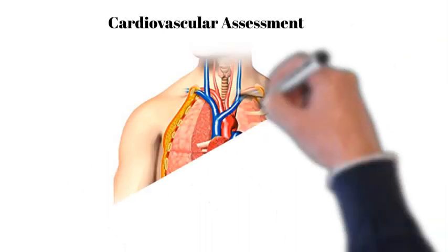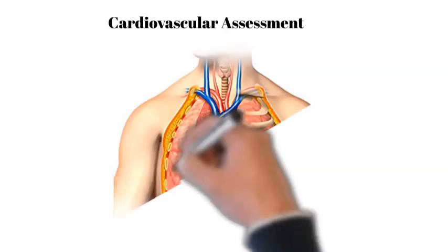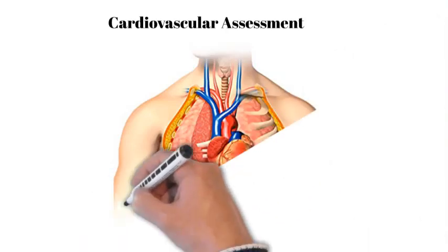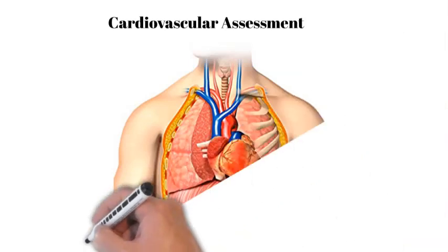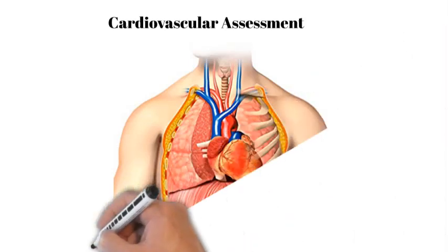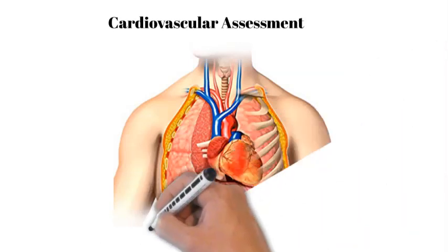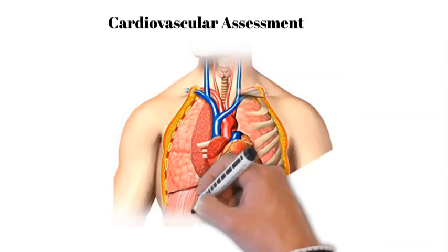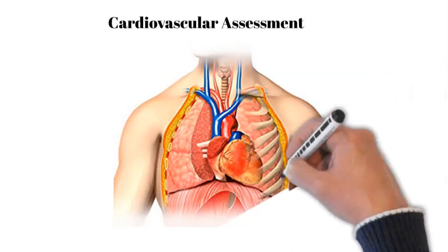Auscultation, listening to the heart sounds, including S1, S2, and any abnormal sounds, such as gallops or murmurs. Assessment of peripheral pulses, feeling for any weak or absent pulses, which can indicate peripheral artery disease. Assessment of the legs, looking for any signs of edema, tenderness, or redness, which can indicate venous thrombosis.